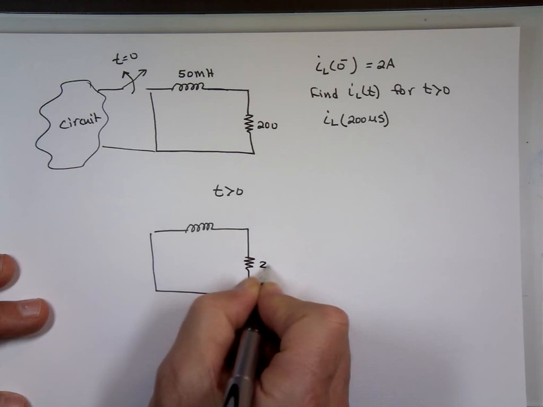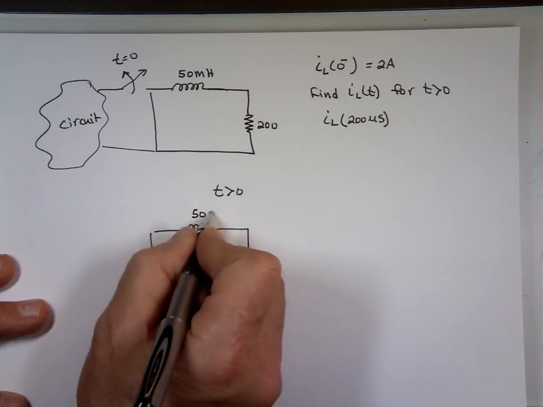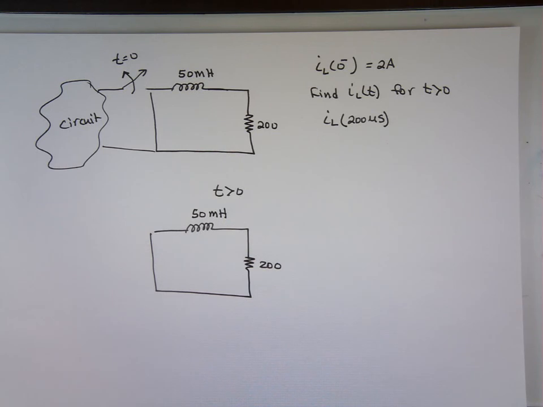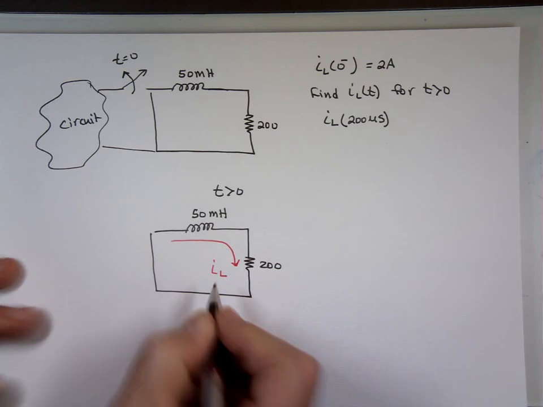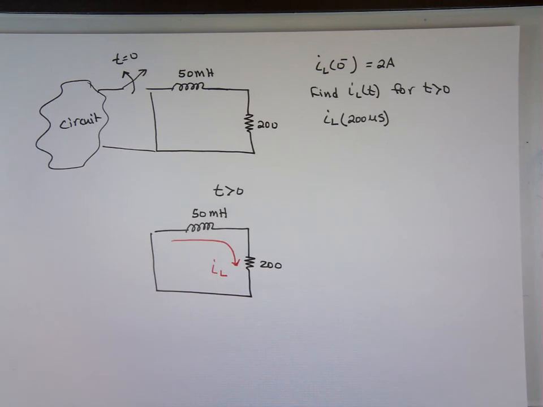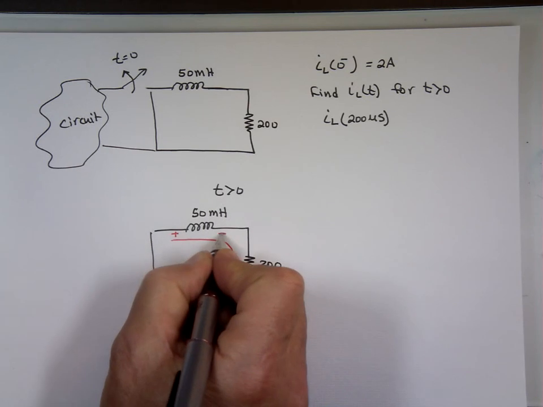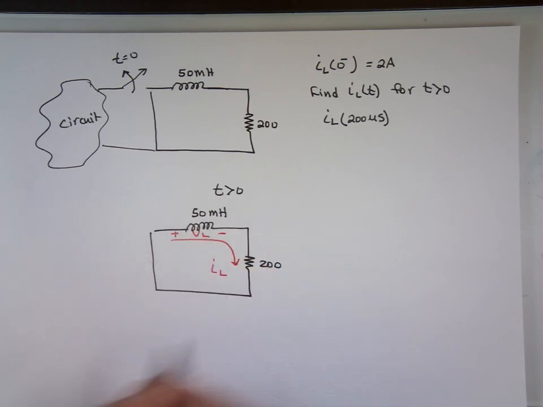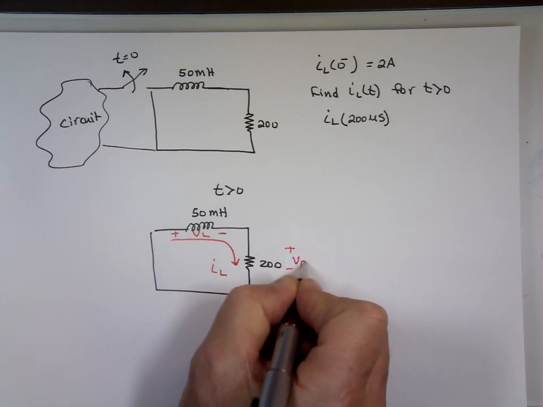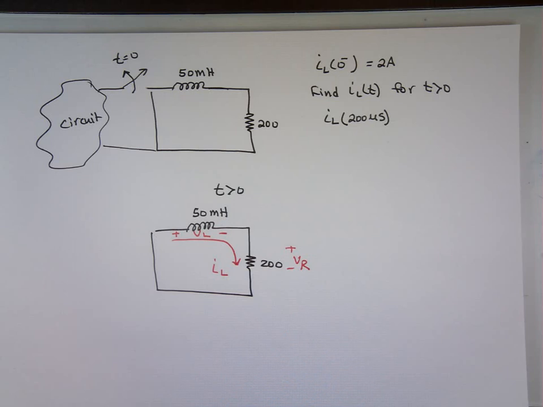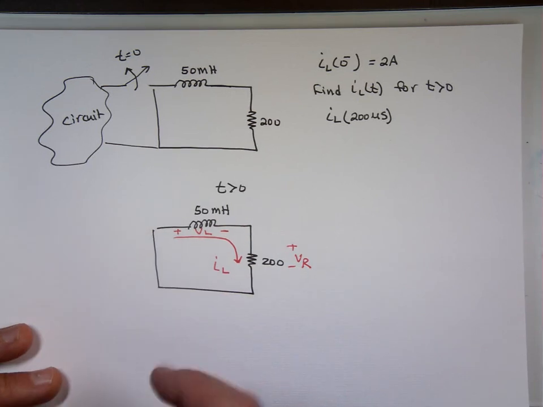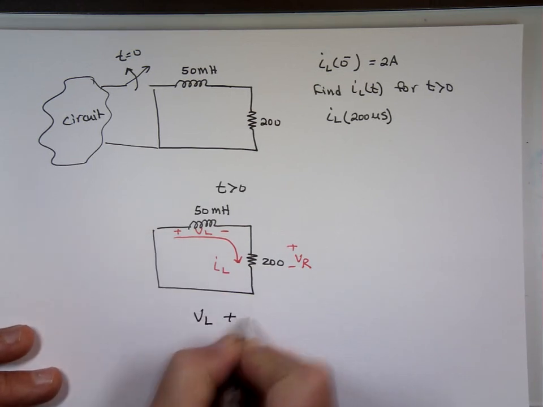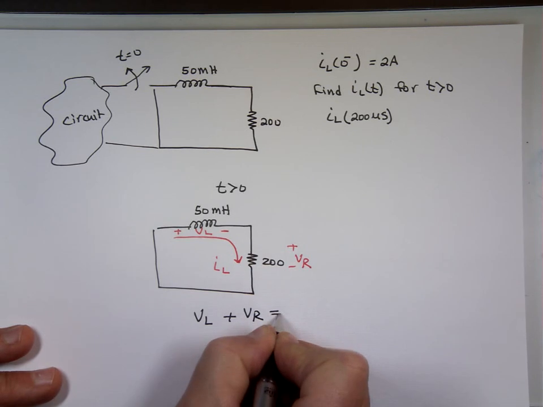And if there's current going through that, that would be the same current. Let's call it I sub L. I'm going to mark this voltage across the inductor, plus to minus, we'll call it VL, and this one across the resistor, plus to minus, we'll call it VR. If I do KVL, the sum of the voltages in a closed loop is 0. What do we have? VL plus VR is equal to what? 0.